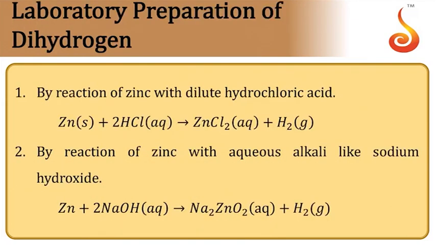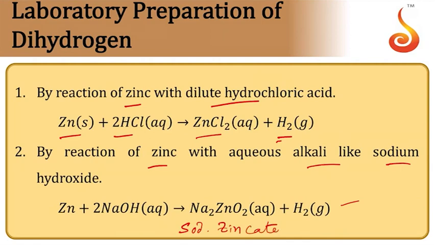Then comes preparation methods of dihydrogen, or hydrogen. The first one is the action of zinc on dilute HCl, which gives H2 gas and also forms ZnCl2. Even the action of zinc on aqueous alkali, that is sodium hydroxide, also produces H2 gas. And the compound is Na2ZnO2, called sodium zincate, which is formed here. So the action of zinc on HCl, sulfuric acid, or NaOH will give rise to H2 gas.